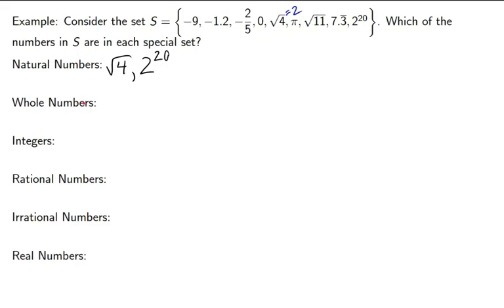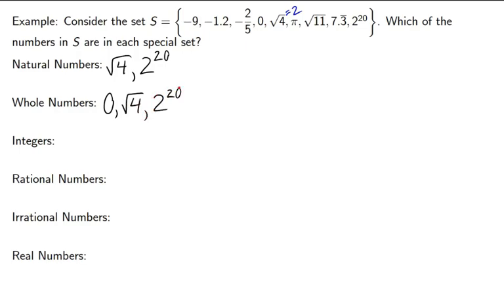Let's move on to the next set, the whole numbers. Remember that the whole numbers contain the natural numbers, but also 0. So 0 is a whole number. And then with the whole numbers, everything you wrote for natural numbers is also a whole number. So make sure to also include these.